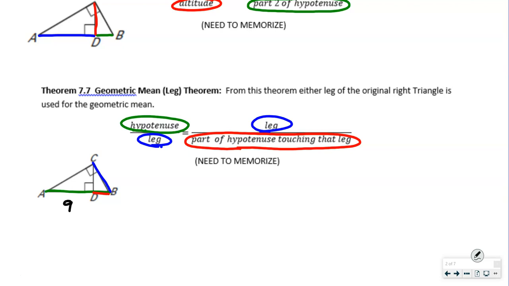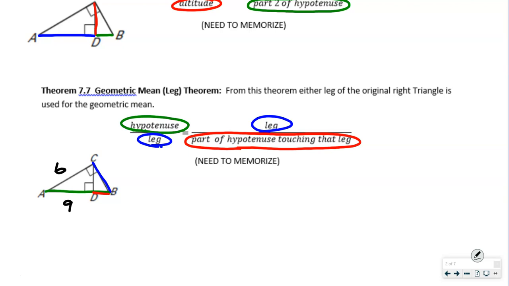Maybe AC was 6. So then I would need to use AC as my leg. It wouldn't make any sense to use CB because I would have to plug in an X for CB, and then I'd have to plug in a Y for DB, and I've got too many variables there. So you can't just necessarily always pick any leg, but you have to choose the leg that's going to help you out, that's going to make it work.